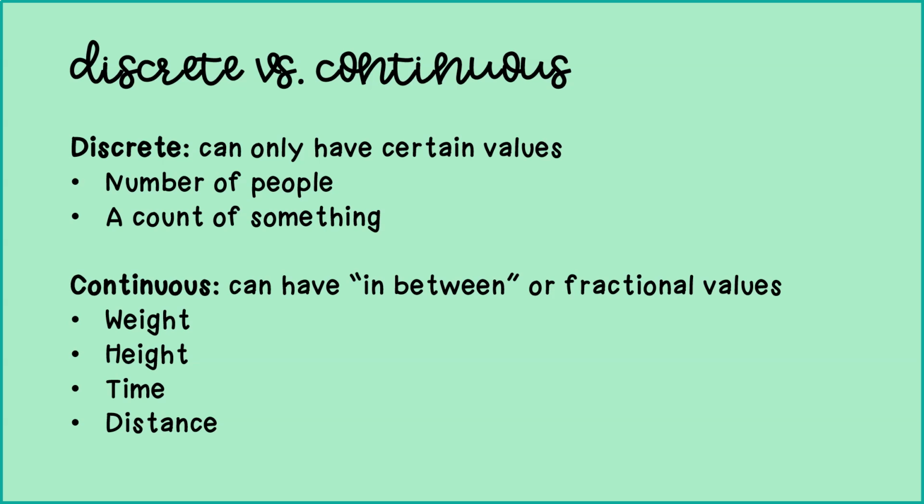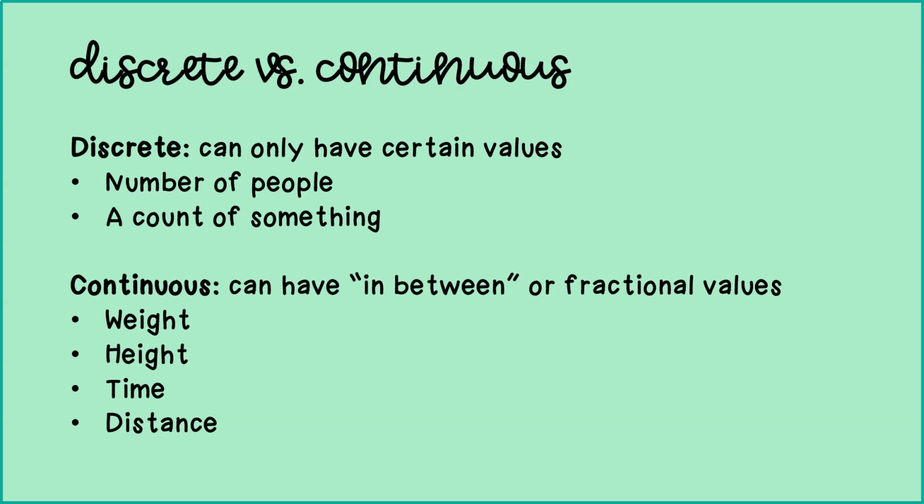First, let's talk about discrete versus continuous data. This is something that's important to understand when you're looking at data and deciding how to represent the data in a chart or a graph, or which kind of statistical analysis to use. Discrete data can only have certain values, like a number of people or a count of something. For example, if I'm counting the number of people in the class, I can't have half of a person.